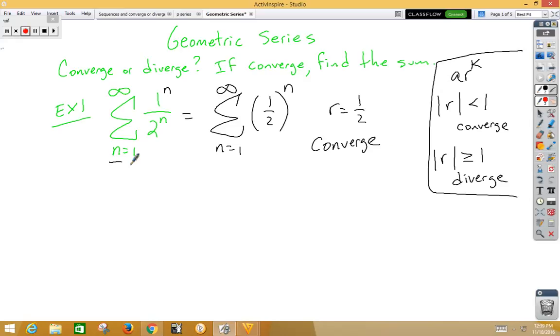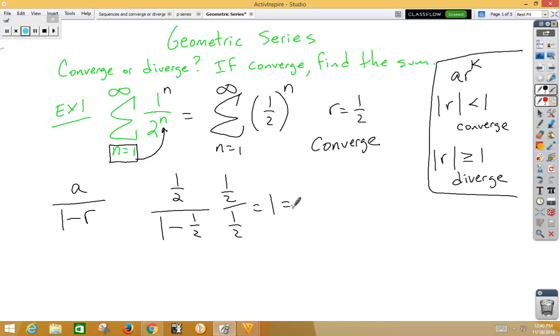To find the first term, take the bottom limit, plug in to the original. If we plug into the original, we would get 1/2 as our first term. Remember, the formula for the sum of a convergent geometric series is first term over 1 minus r. On the bottom, we have 1 minus 1/2. That would give us 1/2 over 1/2, which would be 1, which is our sum. Pretty simple example.